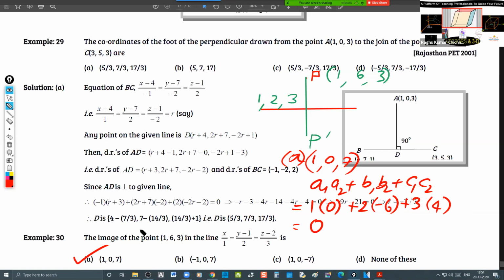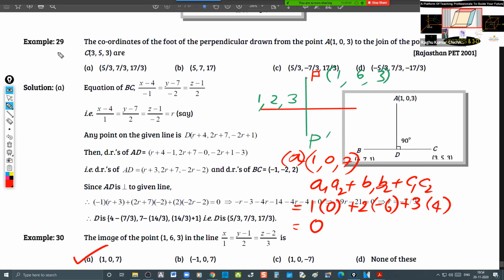You can even check the other options also. It is easy to check. If it is minus 1, 0, 7, this becomes minus 2 then, and it will not be 0 for the second option. For the third option also it is not happening. So cross verification, you have to go like this.